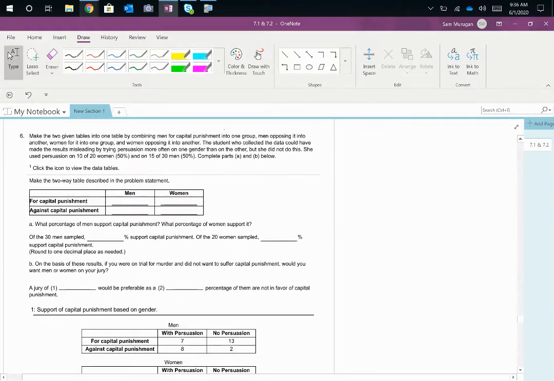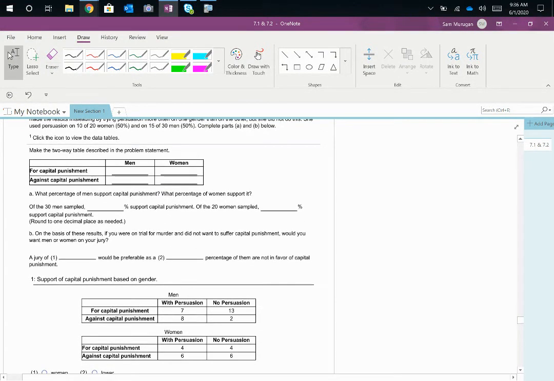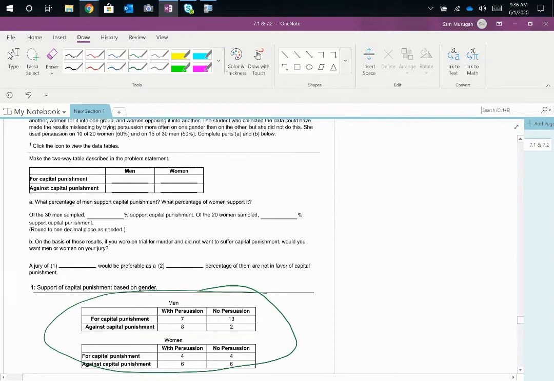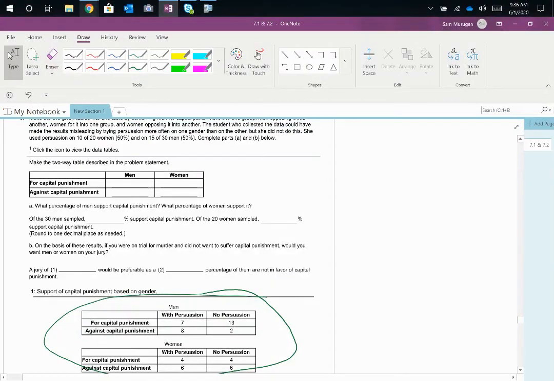Okay, here we go. Make two given tables into one table by combining men for capital punishment into one group and men opposing it in another group. So below we have the table that came from the problem.